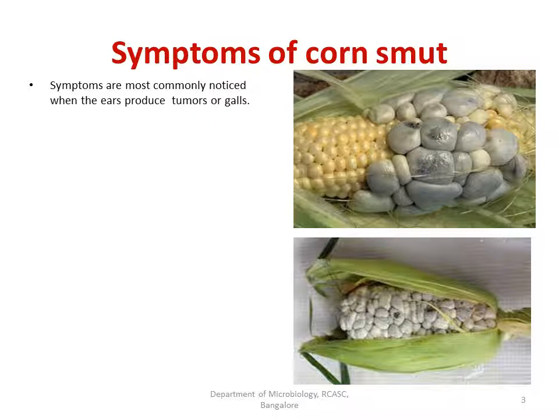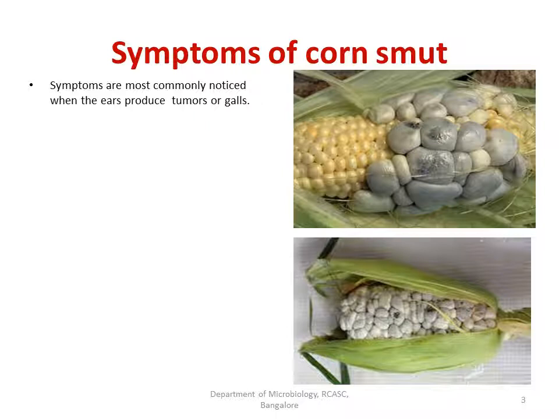As I was teaching you before, systemic infection, which you come across in loose smuts as well as in covered smut, is where the infection takes place in the entire part of the plant. Whereas corn smut, that is, infection caused by Ustilago maydis, is a localized infection.